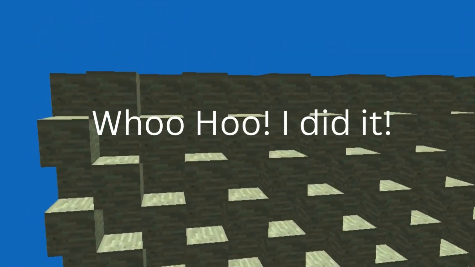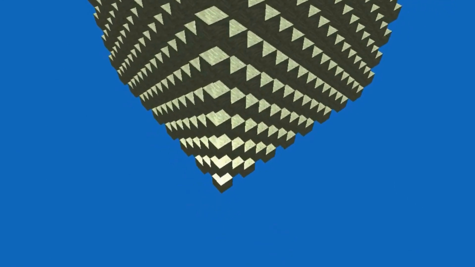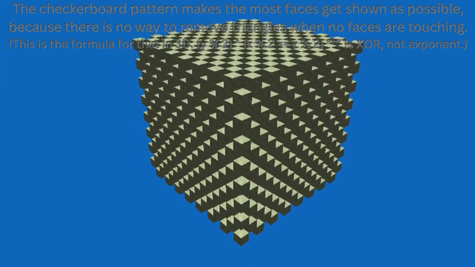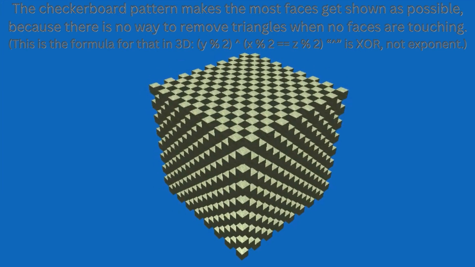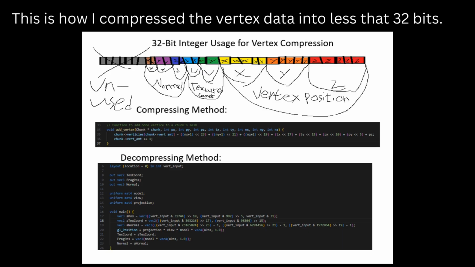So, yep. And the checkerboard pattern is the most faces. And then you can see the formula for that on the screen. Y modulo 2, XOR, all that, yeah. That's how I make a 3D checkerboard pattern. So this is how the vertex compression works. You can pause the video maybe and look at it. That's special with all the places it is. And, yeah.